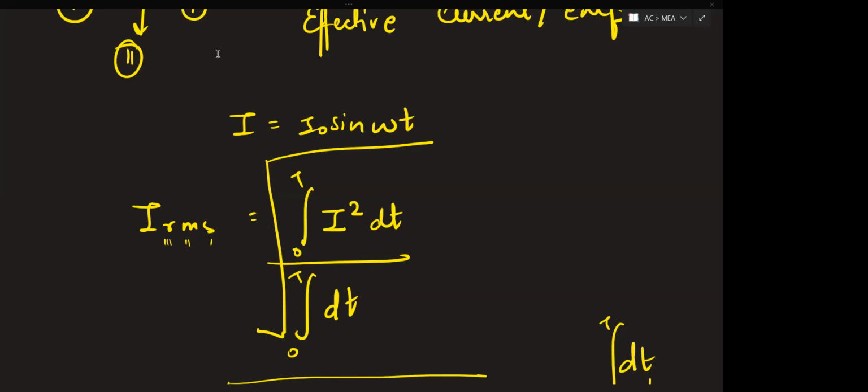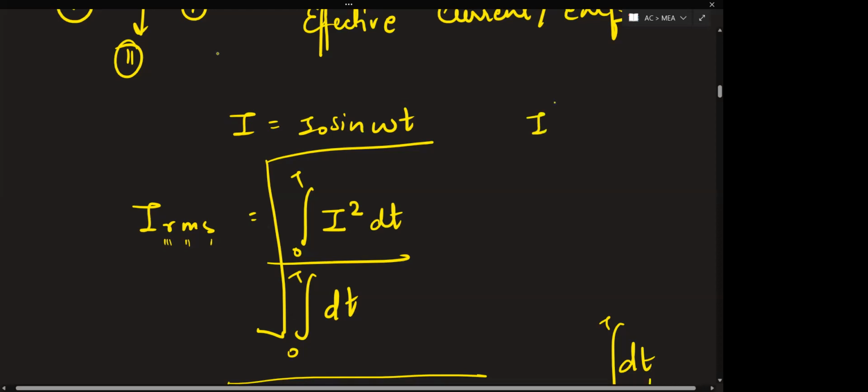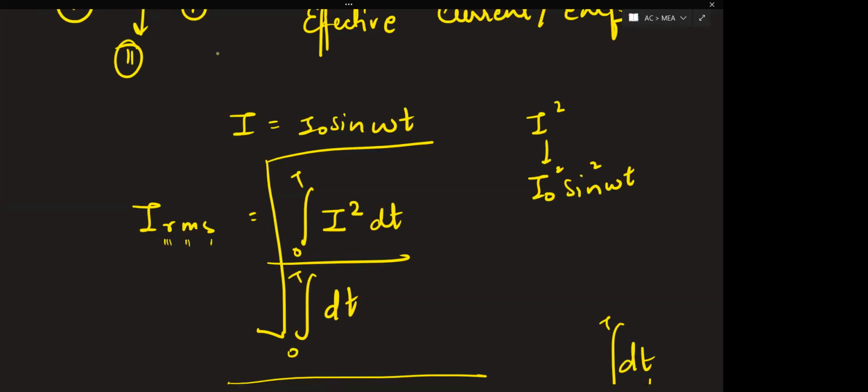Sine is there in the first step. Which first step? See, this is I square. Then we keep the value of I square, that becomes I naught sine omega t, squared. I is I naught sine omega t. So I square will be I naught square sine square omega t.